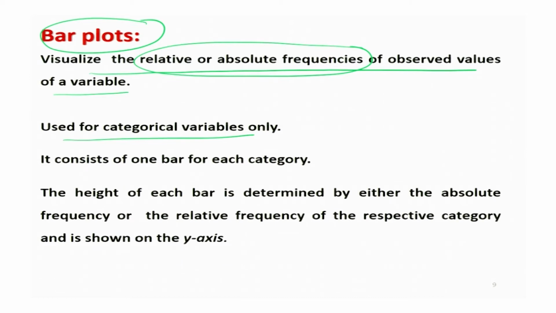Right. So you had seen that when you are trying to find out the absolute frequencies or the relative frequencies, there were some categories, and you were trying to find out the absolute or relative frequencies in those categories using the command table. Now those frequencies are going to be plotted with respect to the categories, right? So one category will have one bar each.